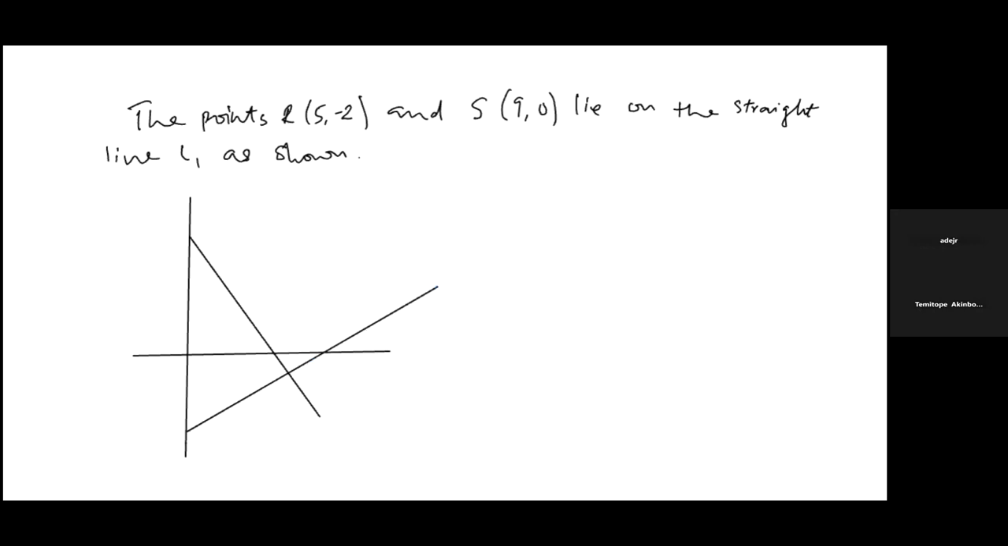So this is the origin. This is the x-axis, y-axis, L1, L2. And you have the point of intersection of both here as R. Then the intersection of L1 with the x-axis as S. So sketch that quickly.